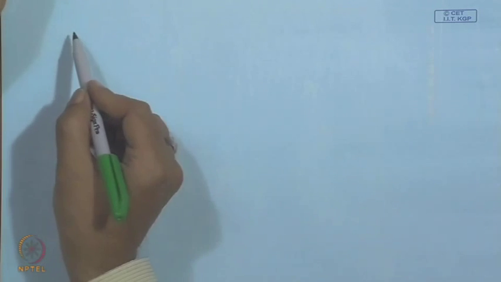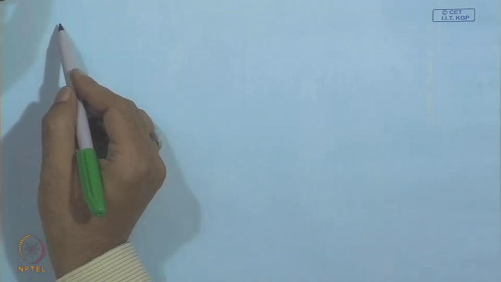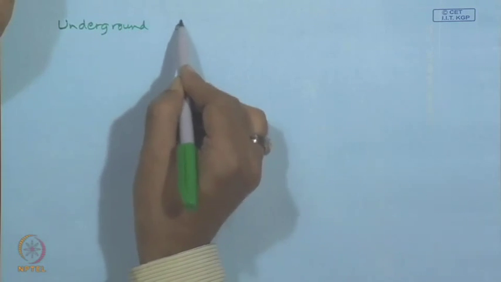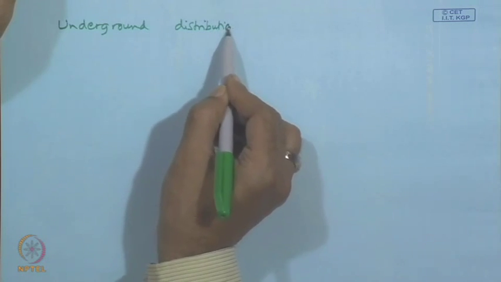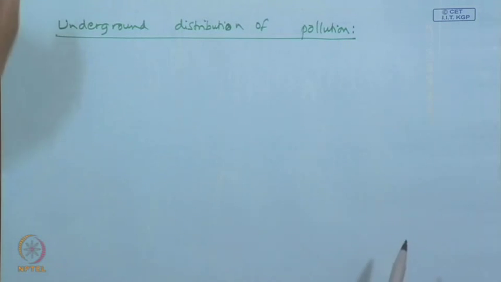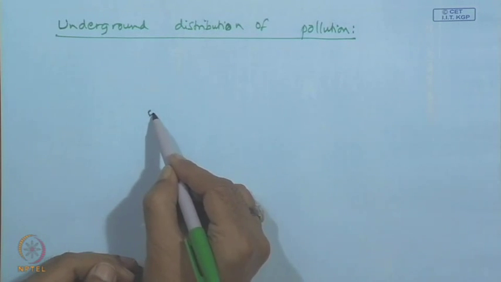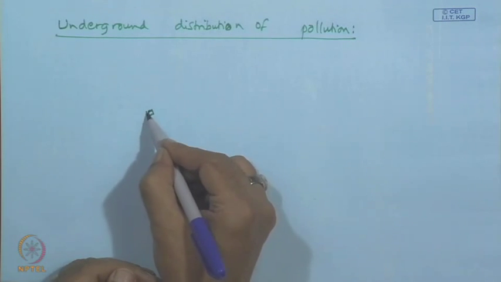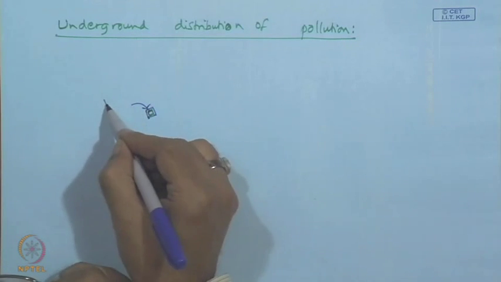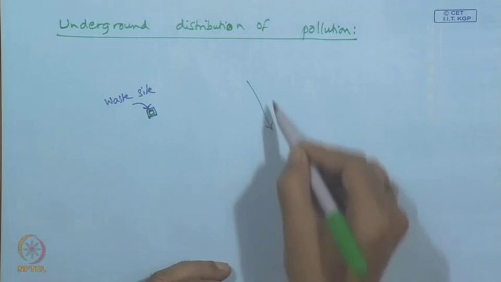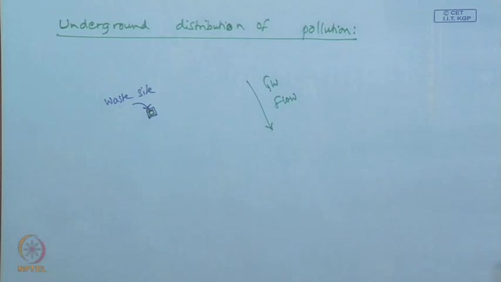So, now we will go to the last topic to be covered in this lecture, that is the underground distribution of pollution. So, here suppose there is a waste site, and this is the groundwater flow direction.